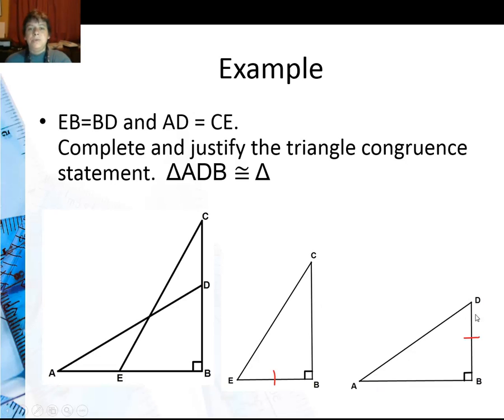EB is congruent to BD. See, I have my 2 matching sides. AD is congruent to CE. Now, you might be tempted to say the 2 triangles are congruent by side-side angle, but that's not a valid theorem. But because these are right triangles, we can say that they're congruent by the hypotenuse-leg theorem.